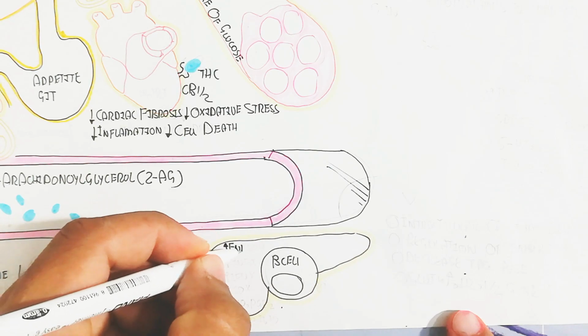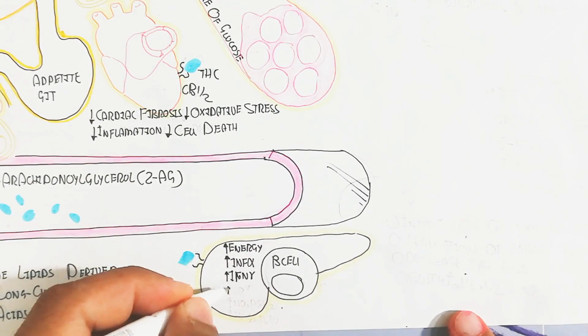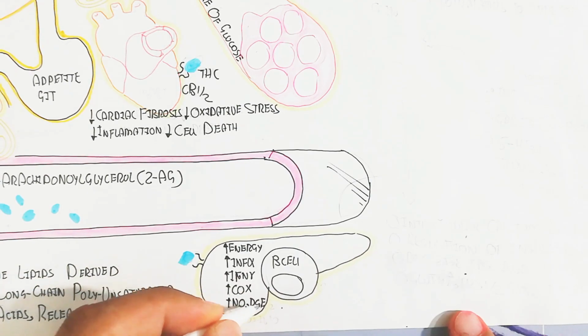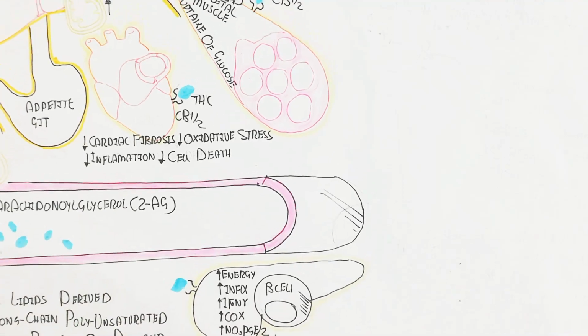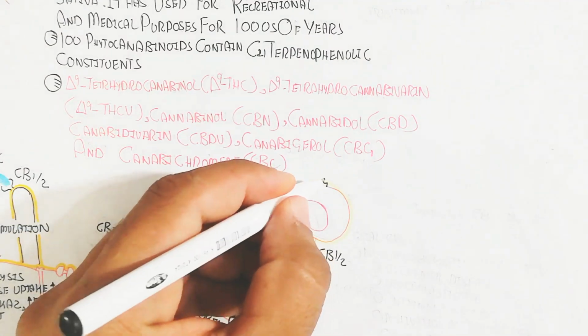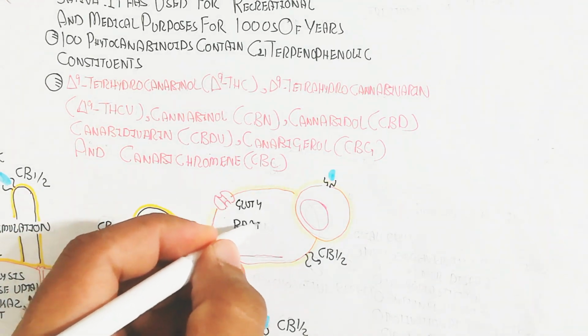Whenever it binds with the beta cells of the pancreas, it leads to an energy increase, interferon alpha increases, interferon gamma increases, COX increases, nitric oxide increases, PGE2 increases, and interleukin 6 and 10 increase.